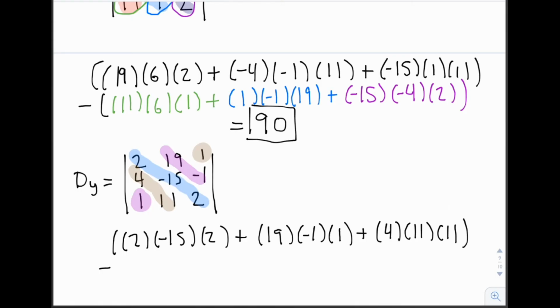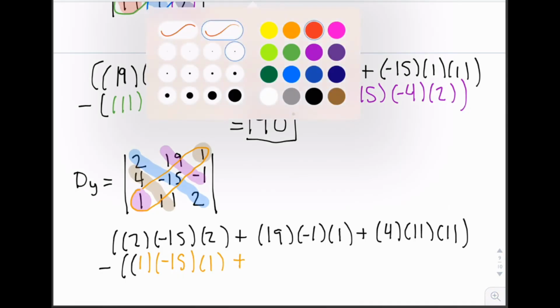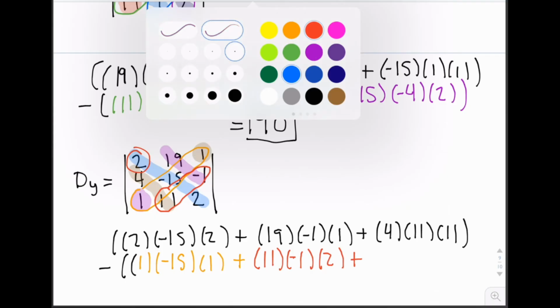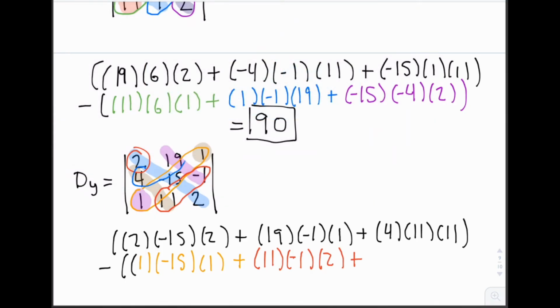Then figure out what your diagonals are in the upward direction. We might have a 1, negative 15, and a positive 1, plus another diagonal: 11, negative 1, opposite corner of a 2, plus our last diagonal, which is this 4, 19, and opposite corner of a positive 2.